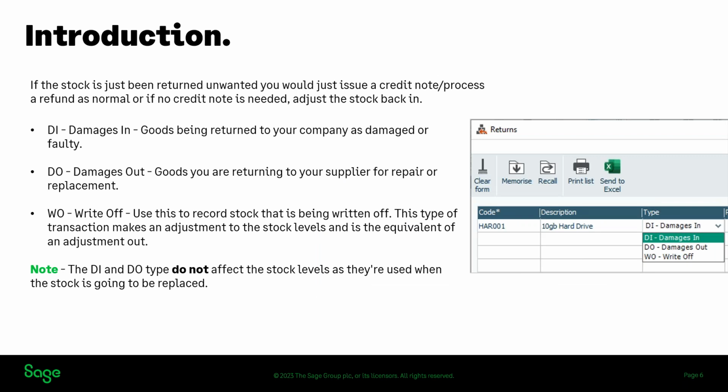Now, if the stock has just been returned unwanted, you would just issue a credit note or process a refund as normal. Or if no credit note is needed, then you would just do an adjustment for your stock.